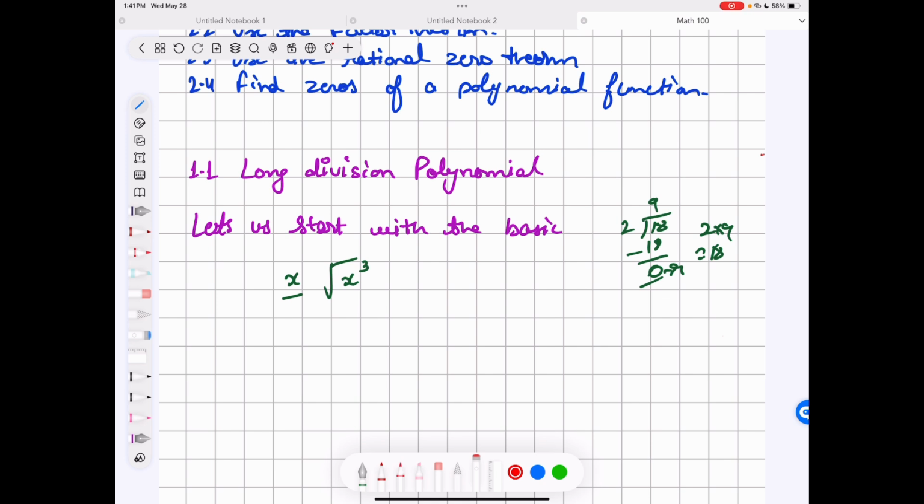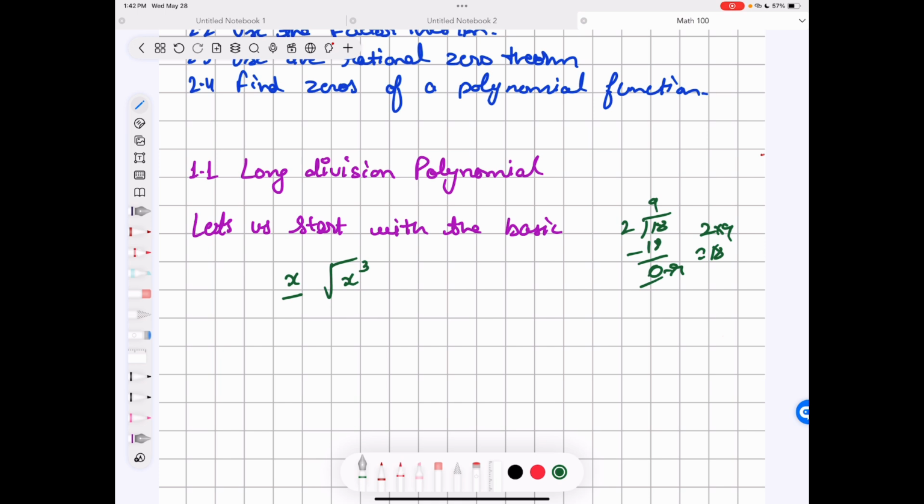Now I will show you how to do this with polynomials. If I were to divide x to the power 3 by x, I cannot just go and multiply x into x to the 3, because I have to see how many times I multiply x in order to get x to the 3. So I cannot just multiply it, I would have to divide it first.